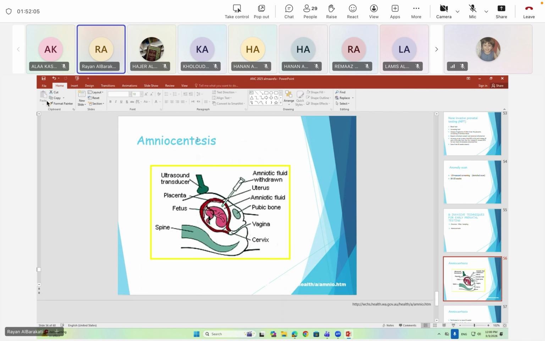For the amniocentesis, this is done under ultrasound guidance. You can see the transducer on the abdomen of the mother. You can see the fetus, and there is a needle with a syringe, and it is introduced away from the placenta into the space to take amniotic fluid. This is taken and sent for investigation. Also, we can do it transvaginally, through the cervix. We can take a sample.